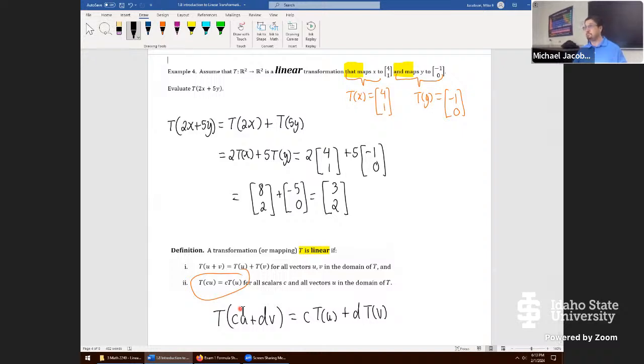No, it's a different... It's some arbitrary vector in R2. We don't know what it is specifically. All we know is that the action of T on x, T mapping x, takes us to 4, 1. This is the only information we know about it.